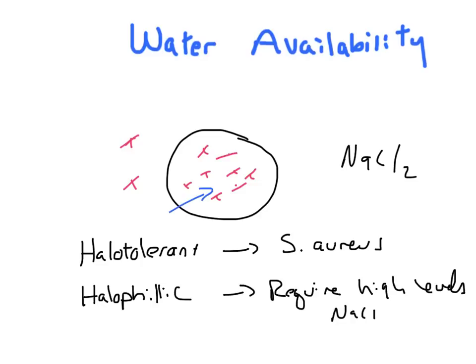But at the end of the day, most of the pathogens that we encounter can't grow there. They don't require high levels of salts. S. aureus is a pretty common pathogen, and it is tolerant, and we'll use the presence of salt as a way to select for it. So it's a good thing to realize that halotolerance is something we can use as a way to detect the presence of certain types of organisms.